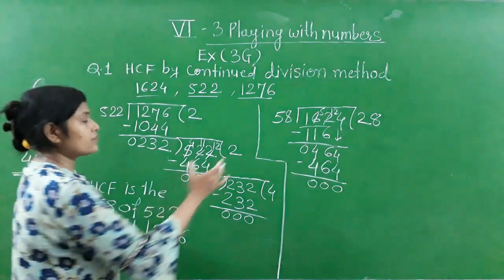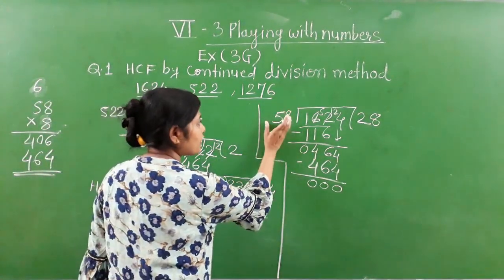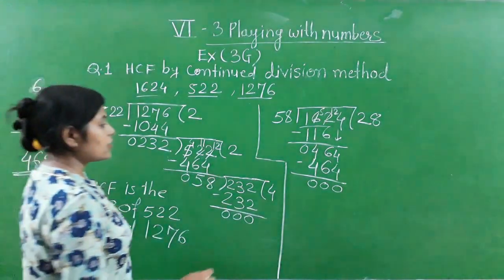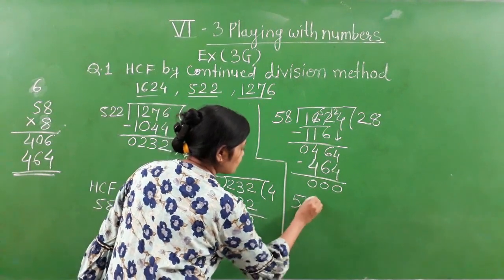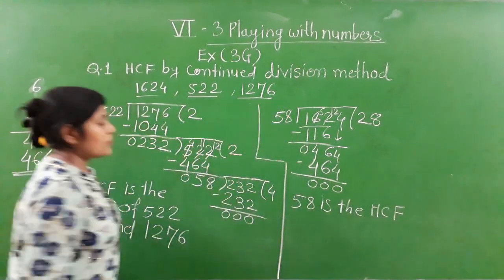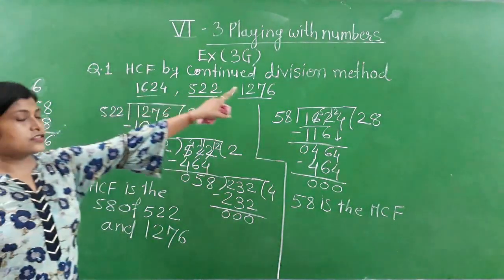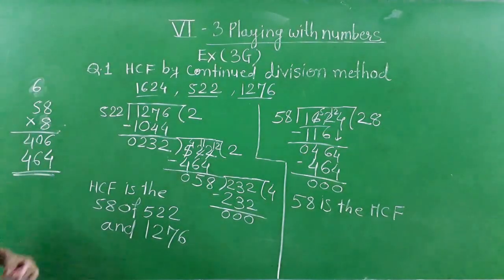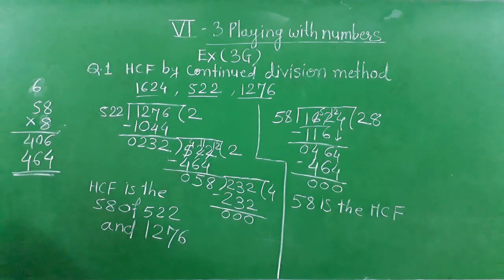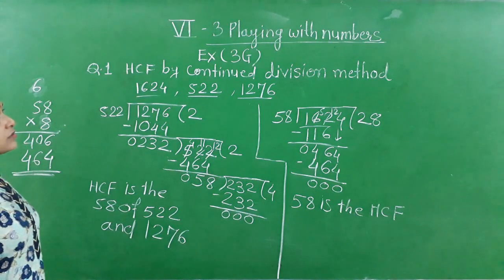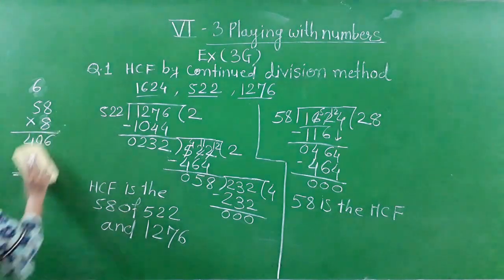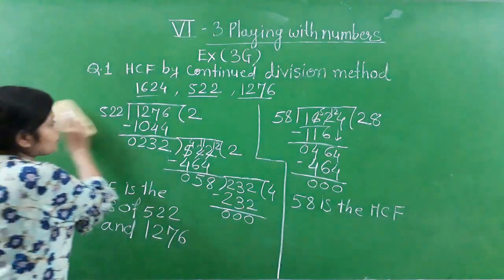It shows that 58 is the HCF of 58 and 1624. Therefore we can say that 58 is the HCF. Okay. 58 is the HCF of all these three numbers. This is how to do it by the continued division method. Okay. Now we will see some word problems, how to apply this continued division method on word problems. Okay. Different sums are there that we are going to see.